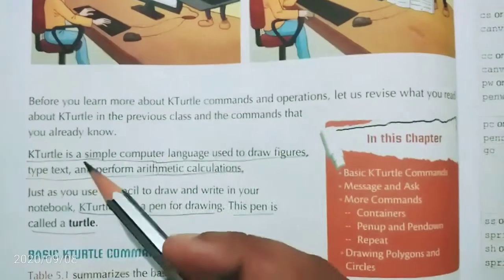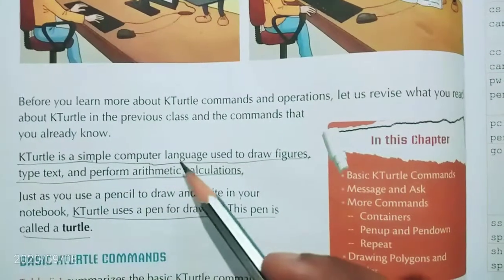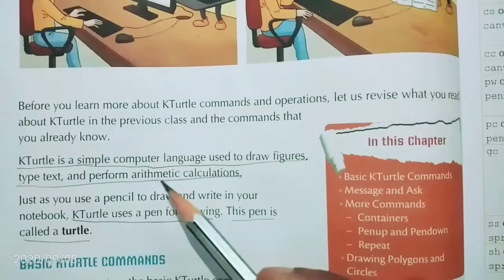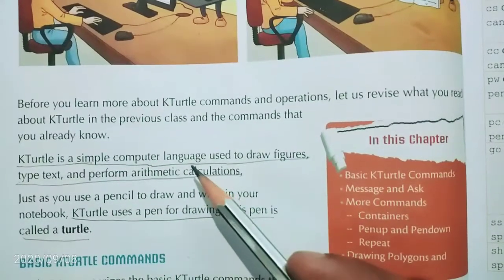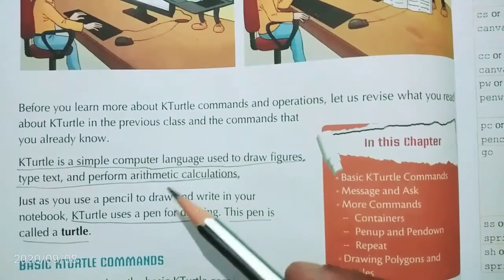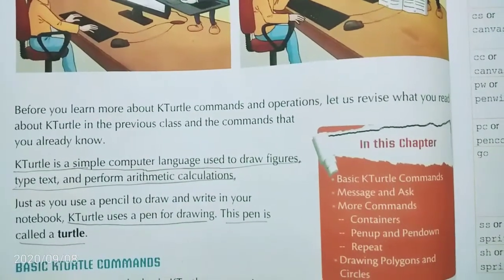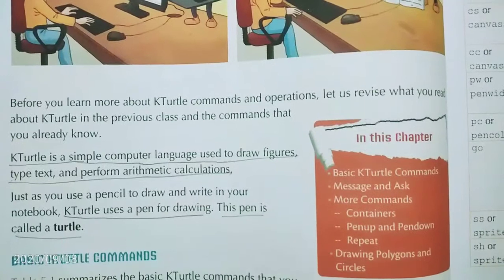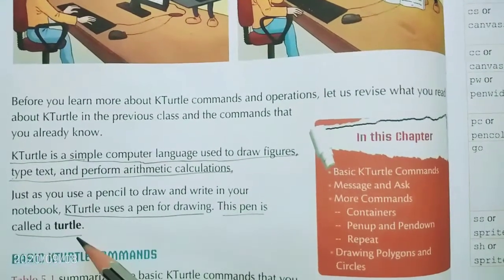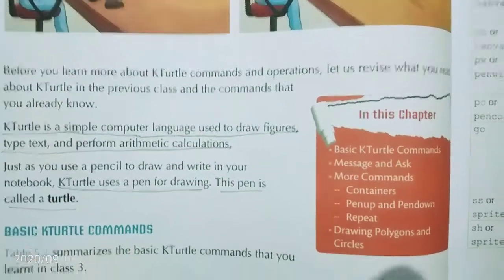So KTurtle, what is KTurtle? Underline all these things. KTurtle is a simple computer language used to draw figures, type text and perform arithmetic calculations. KTurtle is like a turtle, which draws figures, types text and performs any mathematical, arithmetic calculations. KTurtle uses a pen for drawing. So the pen is what? The pen is like a turtle, as you have seen in the picture.